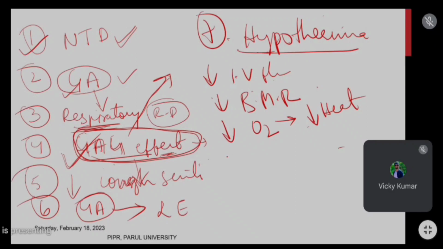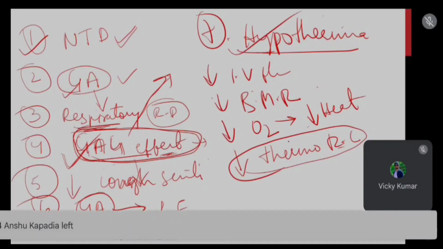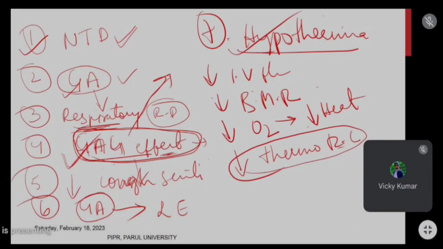And another very important point, general anesthetic agents will decrease the thermoregulatory center. Thermoregulatory center activity will be altered. With these also, the patient's temperature is not maintained and the patient will go to hypothermia. So this is the seventh principle. Seventh principle is general anesthetic agents will cause hypothermia.